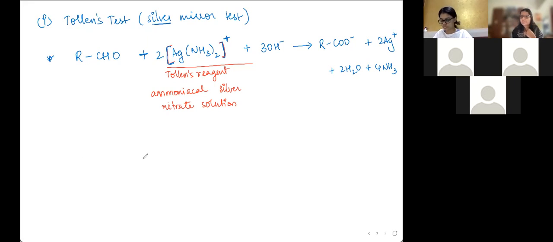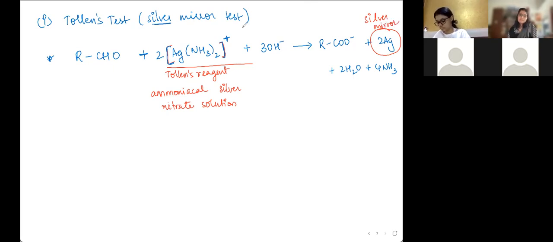What happens? Silver ions get reduced. Here it is in ionic form, so it gets reduced to elemental silver. The elemental silver is the important part. If this reaction happens, if aldehydes are oxidized, silver is reduced. When you're doing it in a test tube, this is characterized by the formation of silver, so it looks like there is a mirror on the test tube, and we call it a silver mirror.